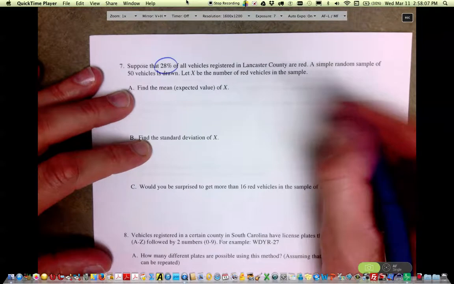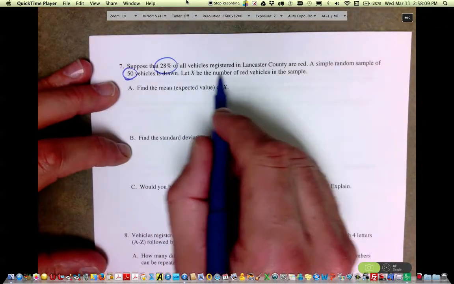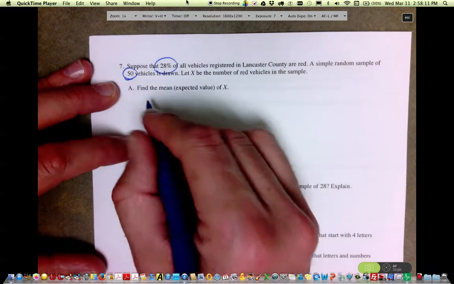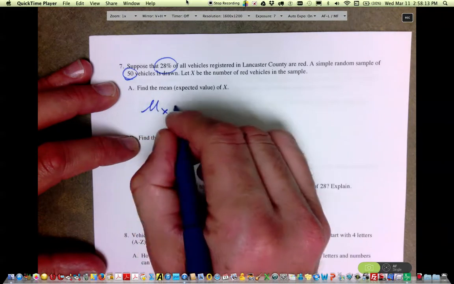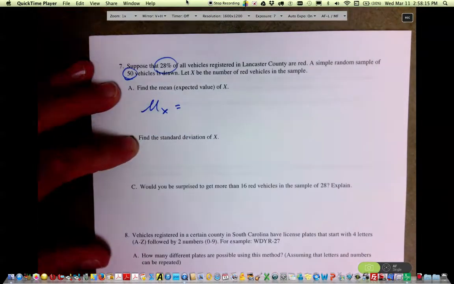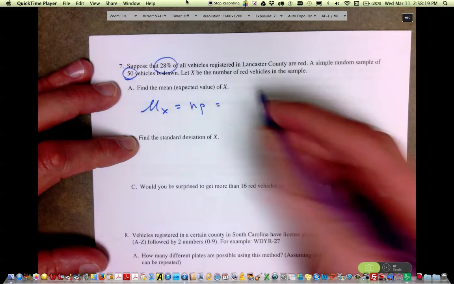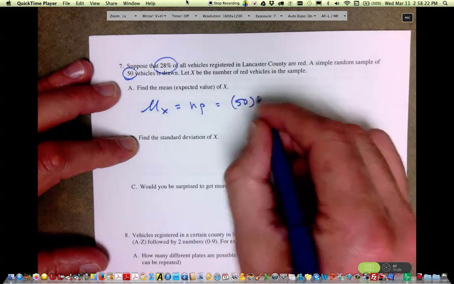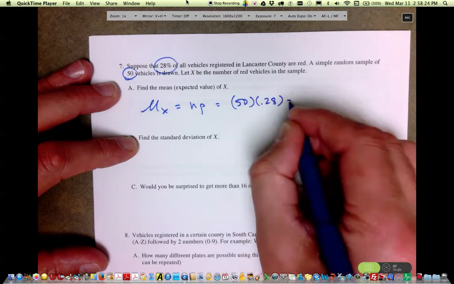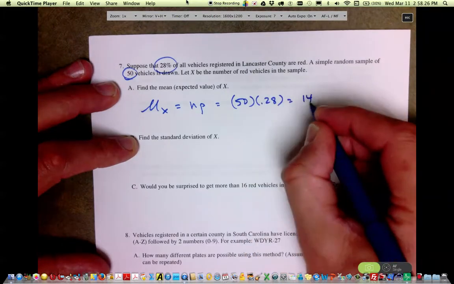A simple random sample of 50 vehicles is drawn. Let X be the number of red vehicles in the sample. All right, what's the mean? Well, this is, again, a binomial setting. The mean is equal to n times p, and n in this case is 50 times 28%, and that's going to give me 14.